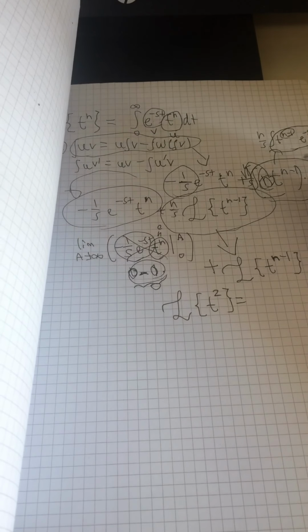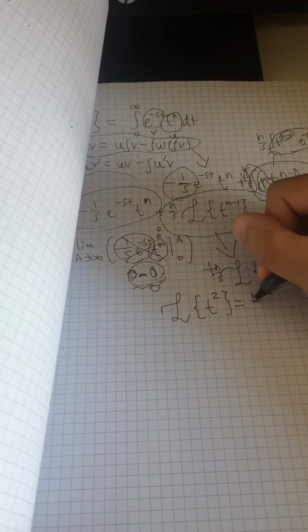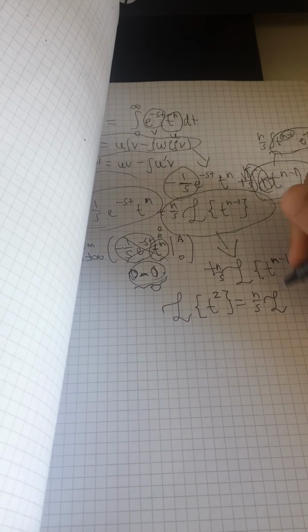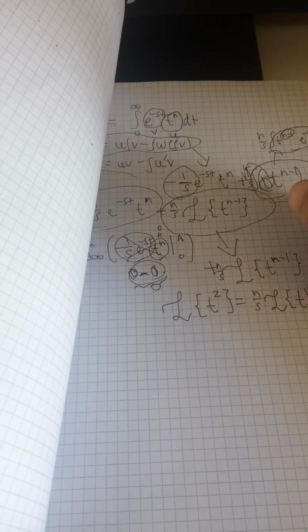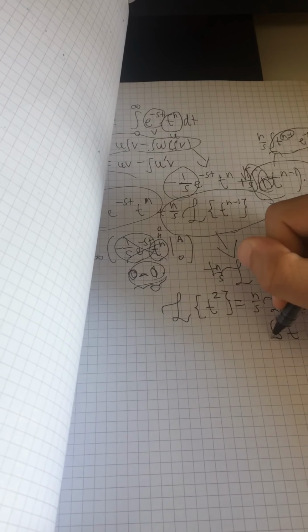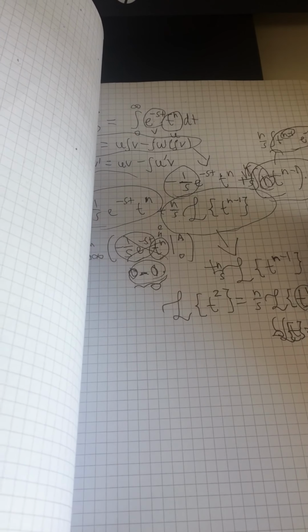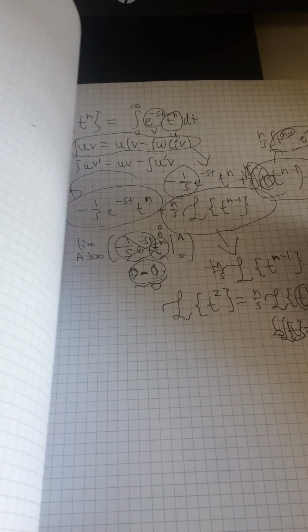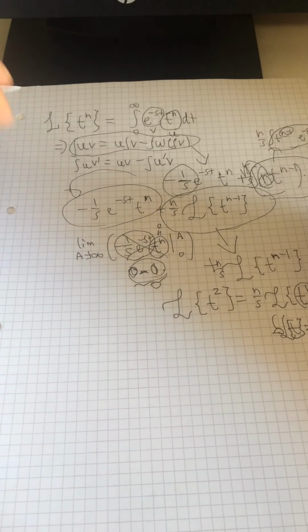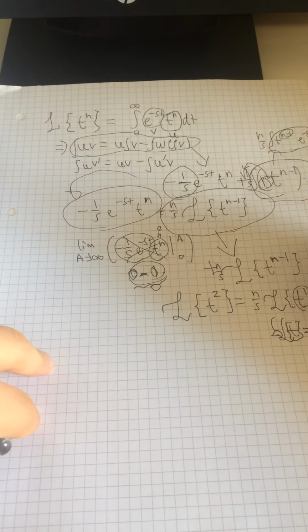So we know that this over here should be n over s times the Laplace transform of t to the power of 1. t to the power of 1 is t, right? The brackets are really difficult to draw when you're doing it in real time. And we already reviewed this in the previous video. I think it was the first video I had here in this series. And we know that is 1 over s squared.